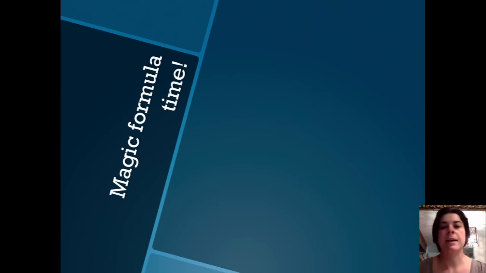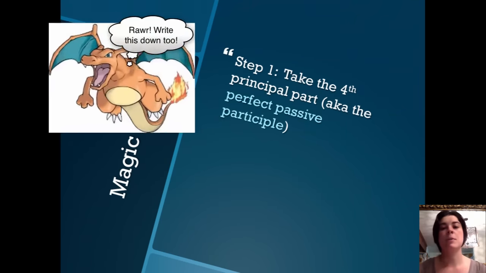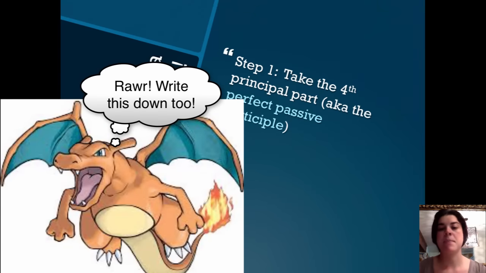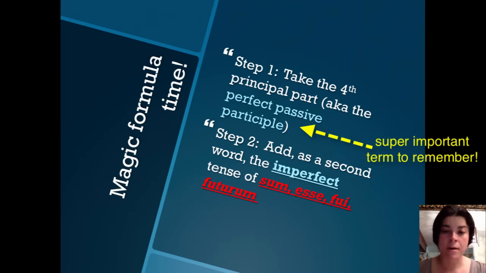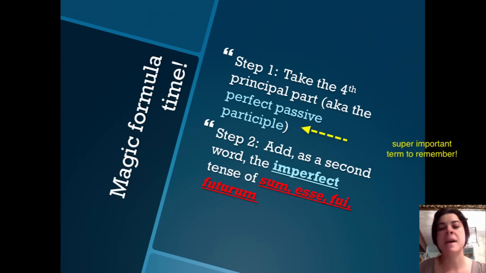So now let's take a look at how to create this. Step one, take the fourth principal part, which is also called the perfect passive participle. Next, add as a second word the imperfect tense of sum, esse, fui, futurum. You're done. That's it. So now let's try an example.